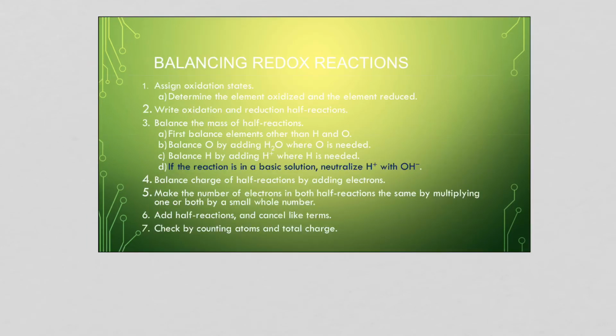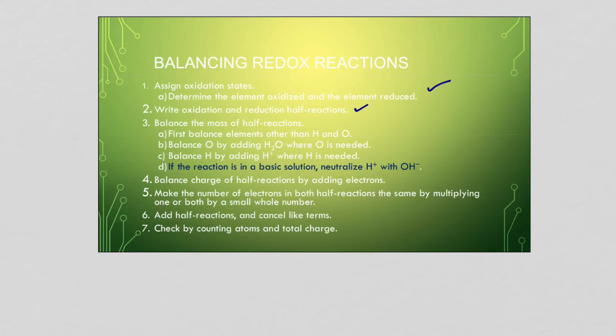So let's go over the basic process we're going to use for balancing. The first step is we have to look at our reaction and assign oxidation states to all of the elements in the reaction. So we have to go through and figure out what the oxidation states are, so that we understand what's being oxidized and what's being reduced. Then we can write the half reactions. So we can break it down into our 2 half reactions. Then we can start the balancing process for each half reaction.